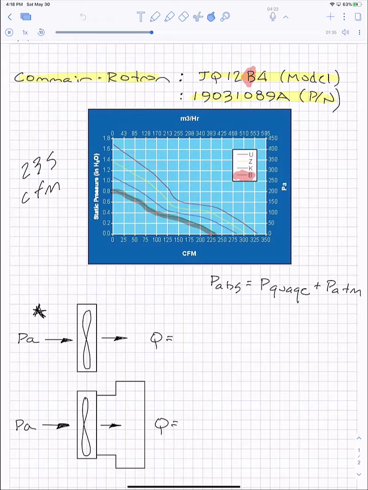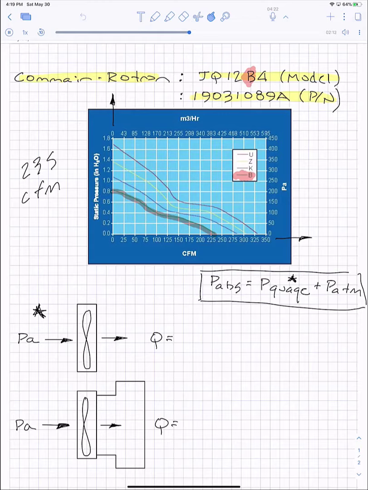So let's define these axes. The x-axis on this curve is the volumetric flow rate, and the y-axis is the pressure difference between the inlet and the outlet of the fan. And so that is defined. We need to remember how we define pressure. Absolute pressure is the gauge pressure plus the atmospheric pressure. And so the pressure on this curve here is referring to the gauge pressure.